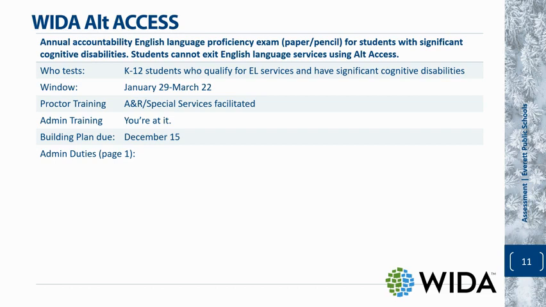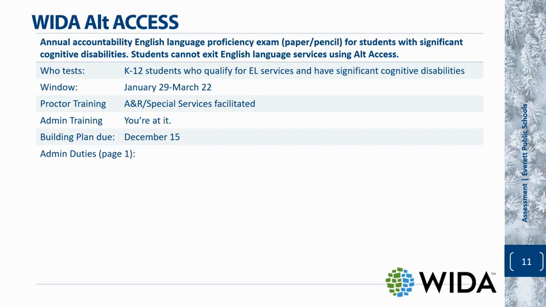Who takes this test? This is your students in kindergarten through 12th grade who, if they were in an SBA year, would qualify for WAAIM, meaning that they're at least 2 standard deviations below in adaptive and cognitive. In terms of the window, it's the exact same window as WIDA, January 29th through March 22nd. The proctor training will be facilitated by myself and special services. There is no administrator training, and the building plan is due December 15th.